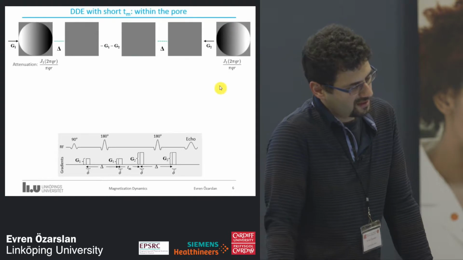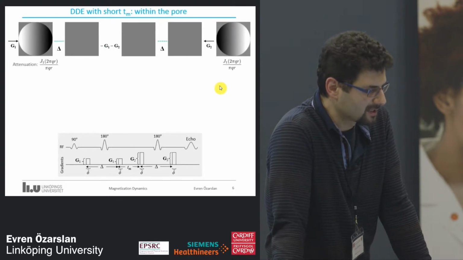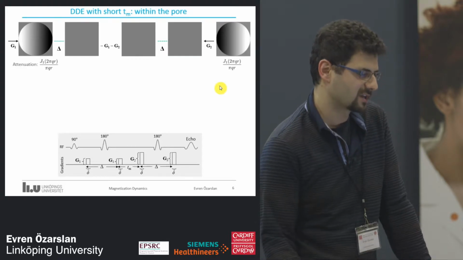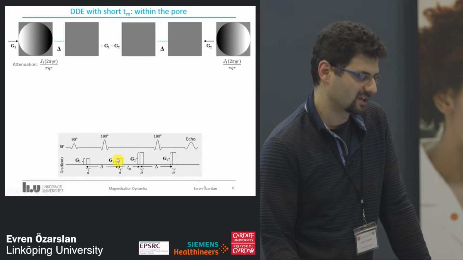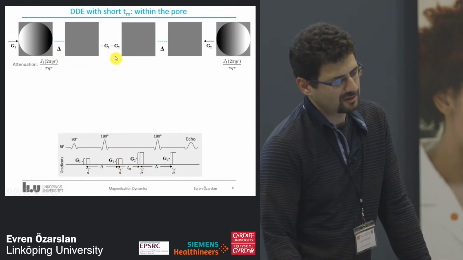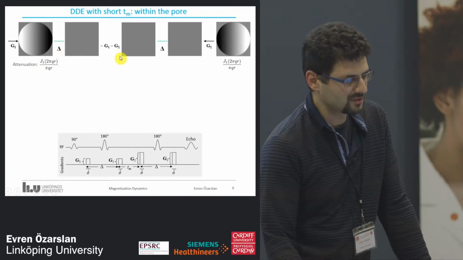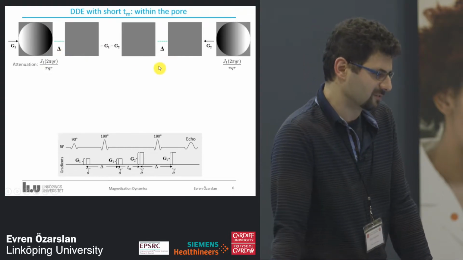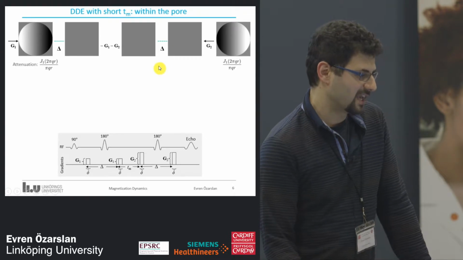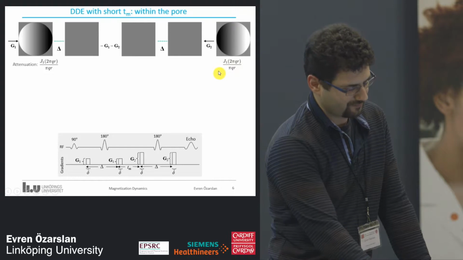So if you have double diffusion encoding with short mixing time, and first I consider the case where these two intermediate gradients cancel each other. In this case, you have essentially a single diffusion encoding experiment with a delay time 2 delta, so it won't really matter in the long time regime. And you again get the same kind of attenuation that you get from single PFG acquisitions.